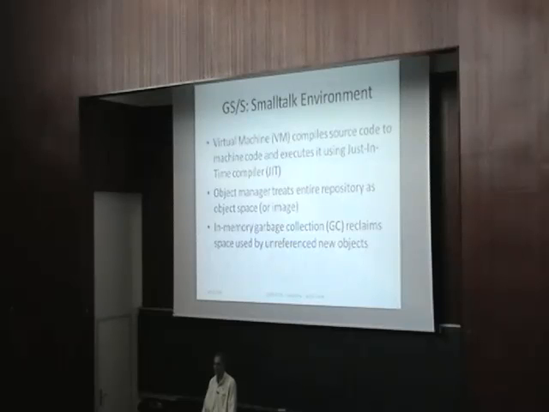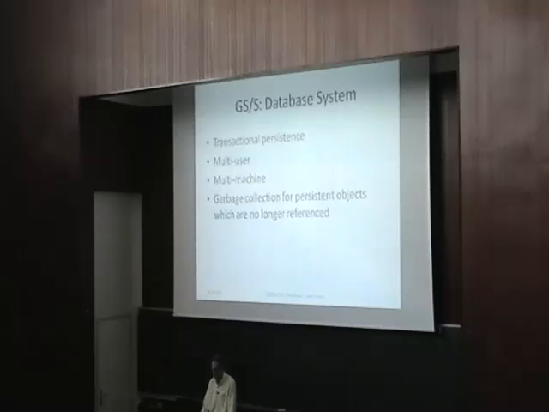So what you would think of as an image in the traditional Smalltalk can be terabytes in size rather than limited to what can fit in RAM. And then in-memory garbage collection to reclaim space used. The database system provides transactional persistence, multi-user, and multi-machine, with garbage collection over the persistent objects. So a true object repository where instead of your Smalltalk image, you have as much as you can fit on disk.